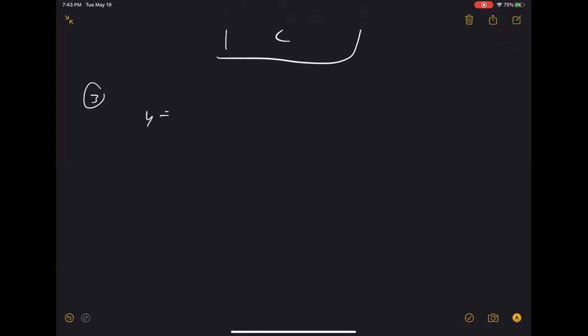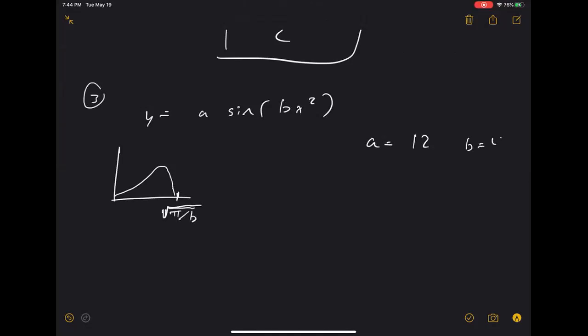We get the curve y equals a sine of bx squared. And then they give us a picture. It looks like this, and they integrate until square root pi over b for some reason. And then they tell us a equals 12 and b equals 4. They write it like this so that they can use the same graphs for everybody's problems. For me, they gave a equals 12 and b equals 4, and for you, they might give different values. So that's what's going on there.